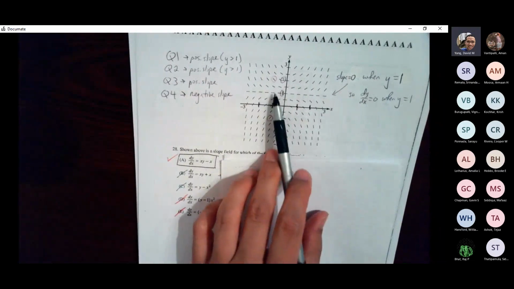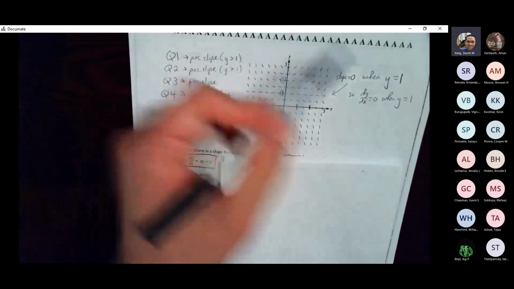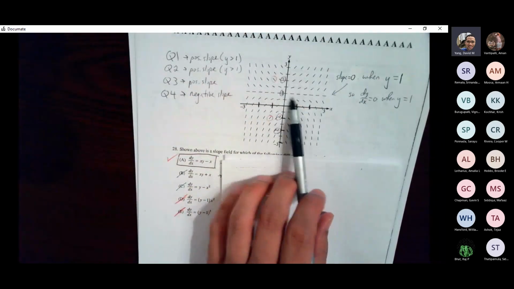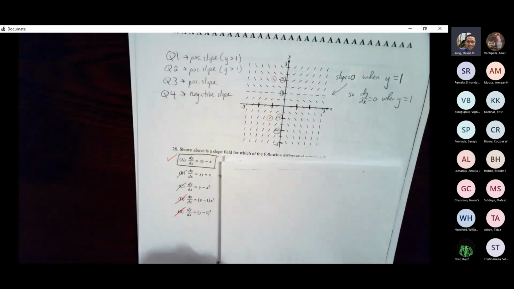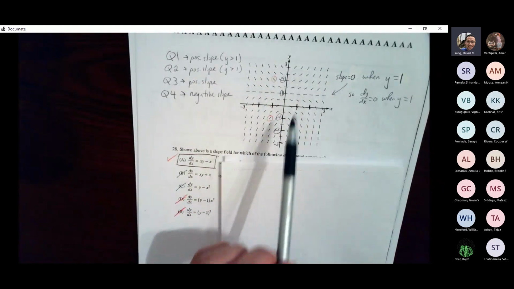All right. So we want to know which of these differential equations actually produces this graph. So I'd like to gather some information here. Where do I see slope 0? Where do I see slope undefined? And what do I notice about each of the quadrants?